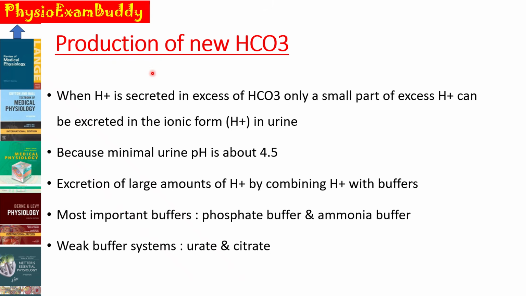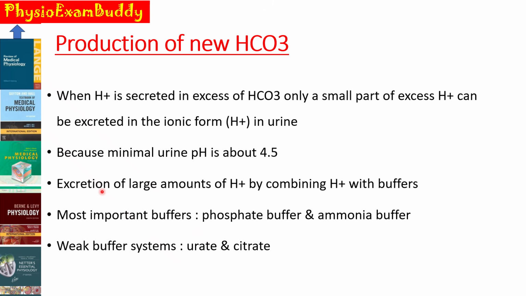And the last mechanism by which the kidneys regulate the acid-base balance is by the production of the new HCO3. That is, when an H+ is secreted in excess of the HCO3, only a small part of the excess H+ can be excreted in the ionic form, that is H+ form, in the urine, because the minimal urine pH is only about 4.5.